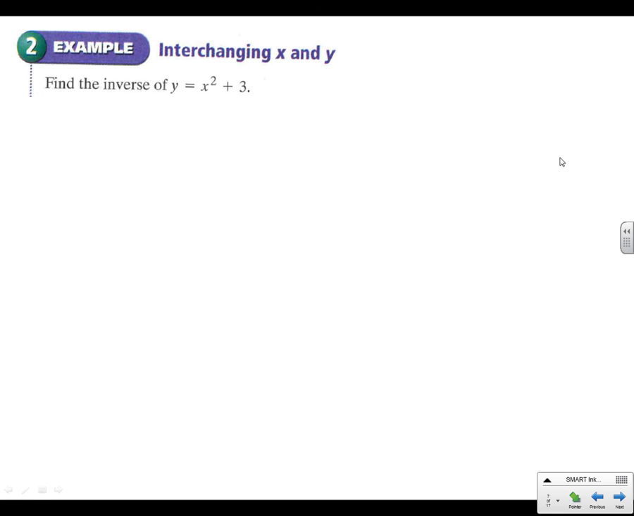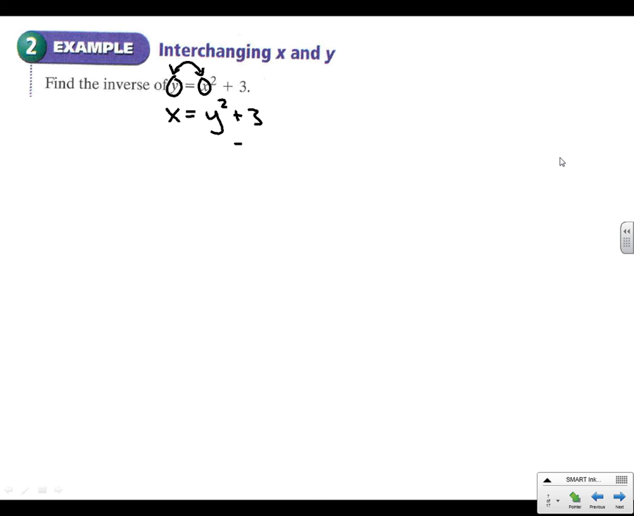All right, find the inverse of y equals x squared plus 3. So we found from the last relationship that we're going to switch the x's and the y's. So that's what we're going to do here if we don't have pairs but just have the actual equation. So instead of writing y equals x squared, we're going to write x equals y squared. We're taking the x and the y and we're swapping places. And then our job is to get y all by itself again.